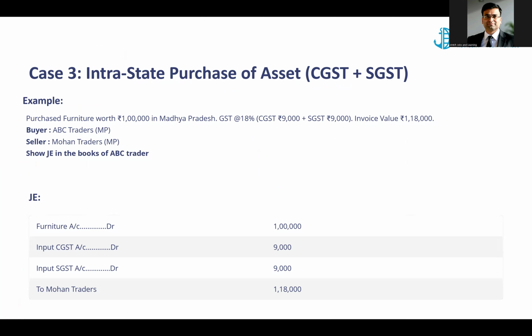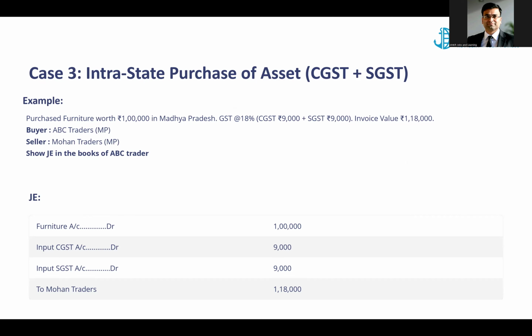Now we will have an example of purchase of asset. So let's see this example. Purchase furniture worth 1 lakh rupees in Madhya Pradesh. GST is 18%, and invoice value will become 1,18,000. Buyer is ABC Traders in MP. Seller is Mohan Traders in MP. Now we have to do the entries in the books of ABC Traders.